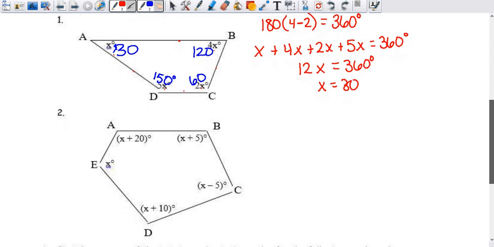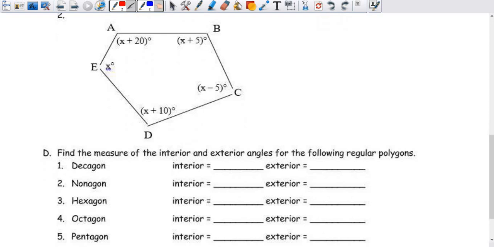Okay? You can do the same thing for number 2. We'll actually go ahead and just leave that one for class. So let's go ahead and look at section D last. It says find the measure of the interior and exterior angles for the following regular polygons. Okay? So first things first, we want to put some steps over here. Step 1 is going to be sum of interiors. We have to know what the sum of the interiors is.